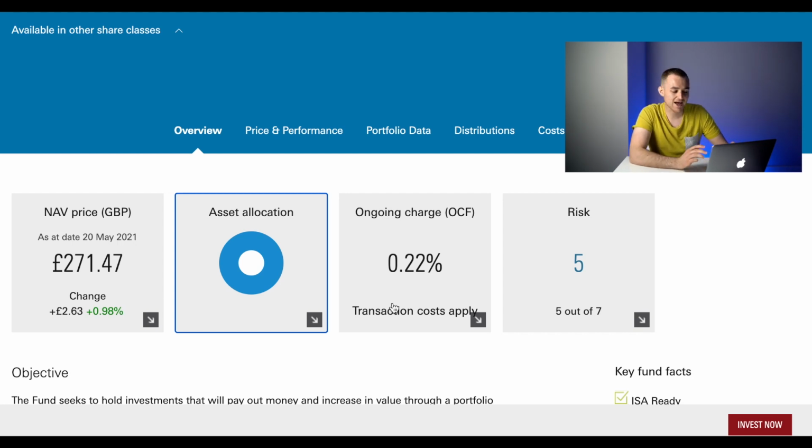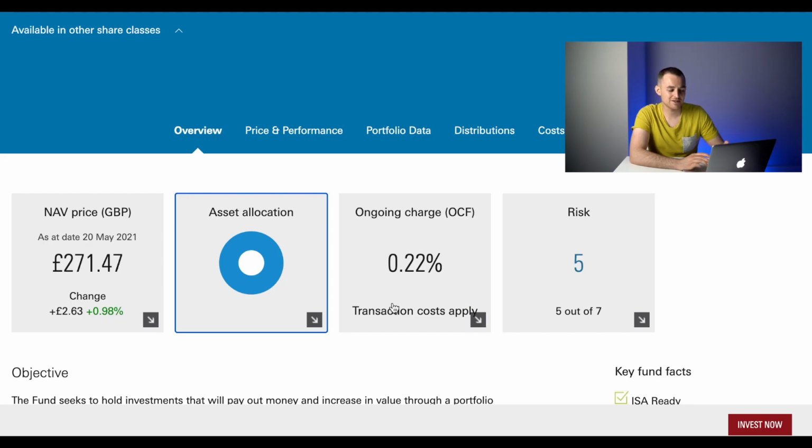Don't get me wrong, you can get a lot cheaper than this. For example, VUSA, which is the S&P 500 ETF, at just 0.07%. However, in my opinion, I don't believe 0.22% is a high fee, and I certainly have funds that charge very similar in my portfolio. Next up, you can see the risk rating. So this fund has a risk of 5 out of 7. The reason it is seen as fairly high risk is that this fund is made up of 100% equity, which is deemed a more risky approach.